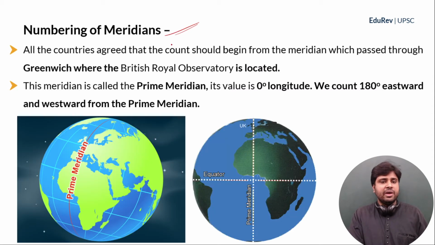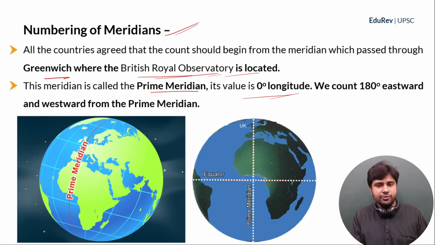Now, numbering of meridians. We have the equator, which is considered to be the most important parallel of latitude, and we have given it a value 0 degree. So, that is taken as the reference. In the same way, we need a reference for meridians also. So all the countries agreed that the count of meridians should begin from the meridian which passes through Greenwich, where the British Royal Observatory is located. So this is considered to be the prime meridian. Its value is 0 degree longitude. Okay?